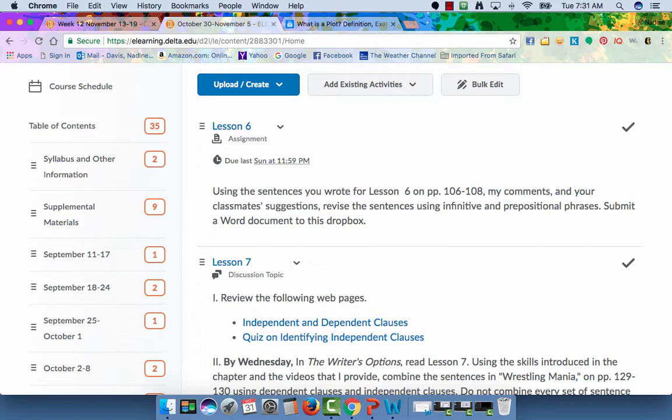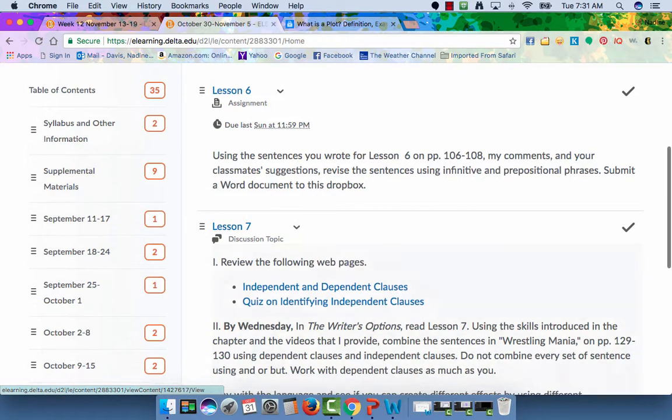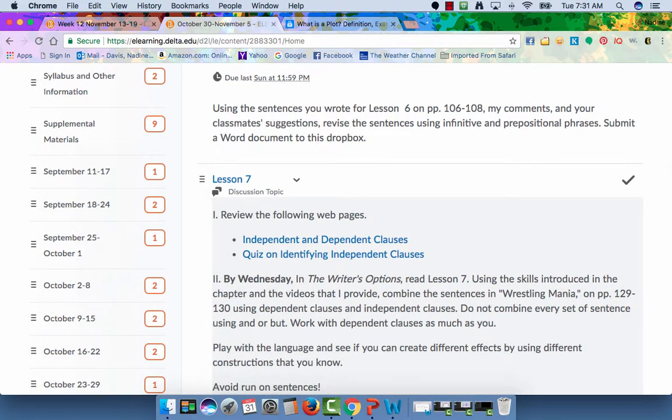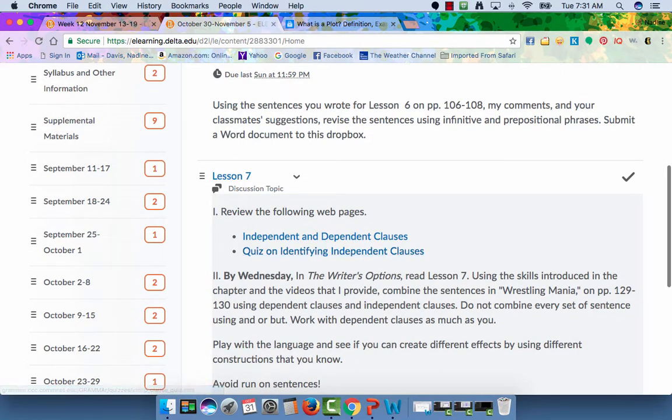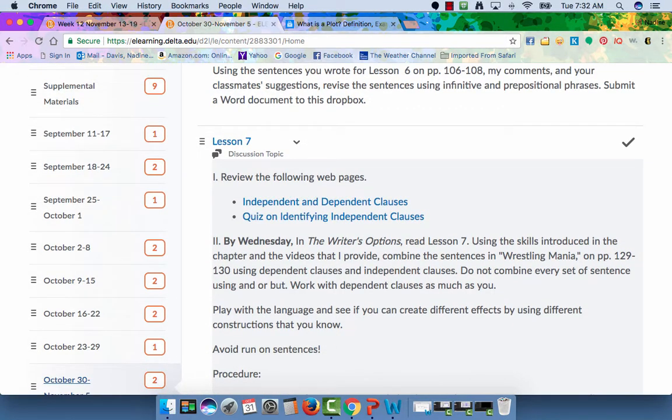Some of you were asking about Lesson 6 last week, and I'm not sure why you did that. Lesson 6 is this week. We did writing last week. You'll also start a new lesson, Lesson 7, on independent and dependent clauses.